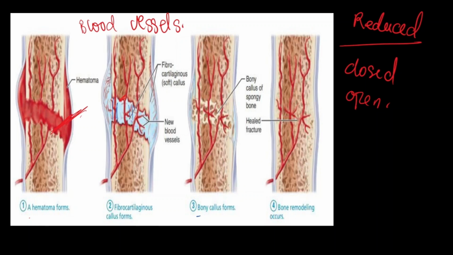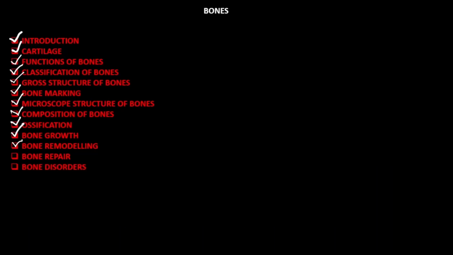Then we have the bony callus. The bony callus is formed in the third picture, and this now is a hard callus. And of course, we can see here in the fourth picture that bone remodeling takes place, reabsorption and deposition. The fracture is healed, and it's just as if there was never a fracture before. Very interesting. So far, we have seen all of this as well as bone repair.